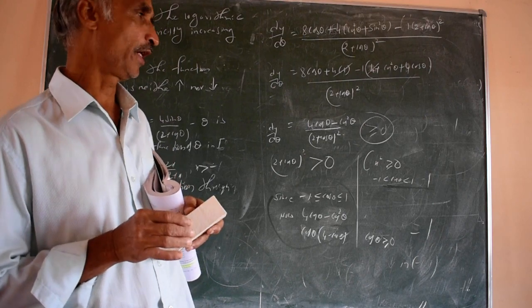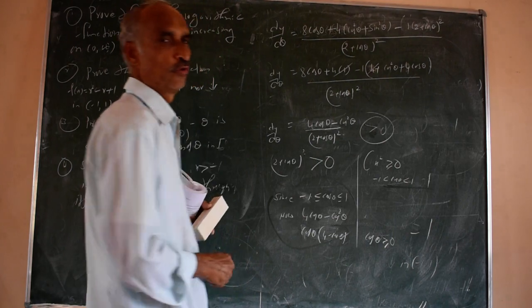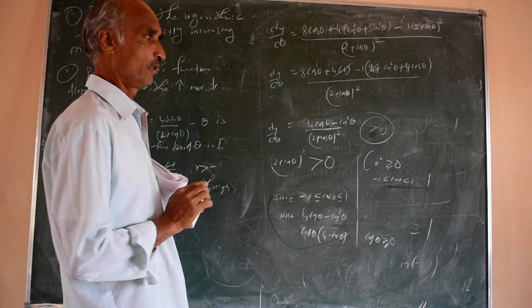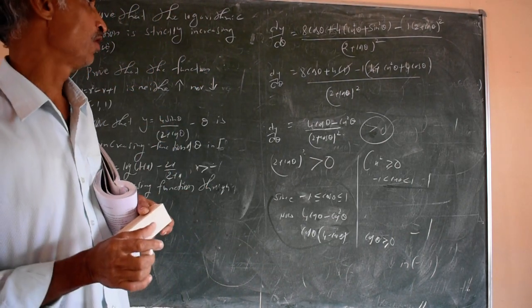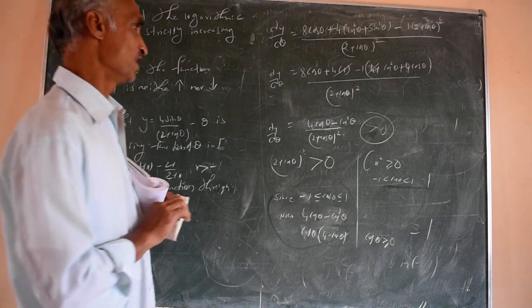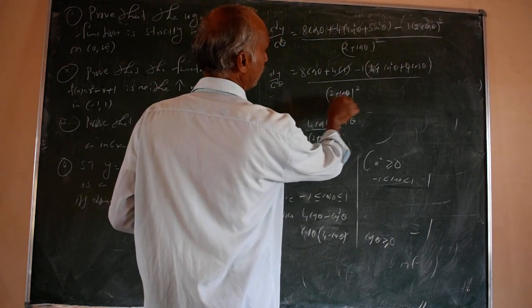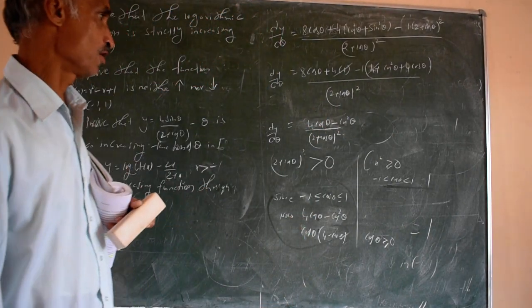Equals to 0 is also admissible. For strictly increasing, greater than 0 is to be taken. For simply increasing, greater than or equals to 0 is admissible. Now we have to prove that this particular expression is greater than or equals to 0.